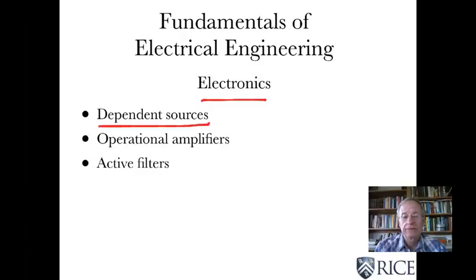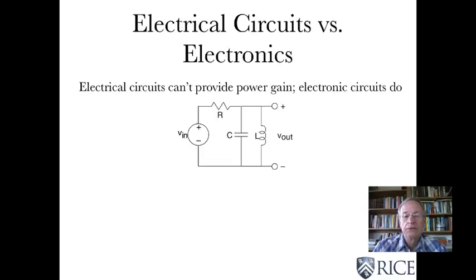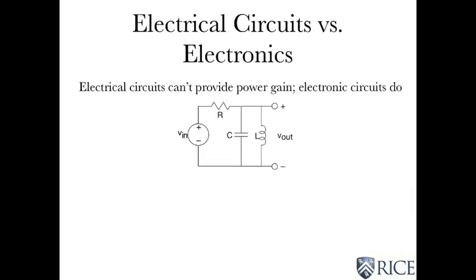We'll introduce that. We're going to show how those are used to model what are called operational amplifiers. These are the workhorses of what are called active filters. And the word active here has to do with providing a power gain. It's all about power. So let's see the difference between an electrical circuit and an electronic circuit.